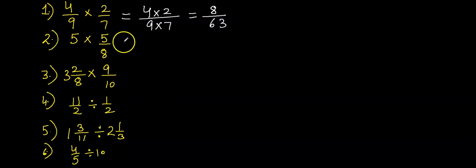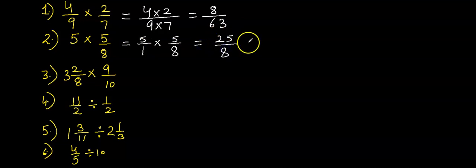Let's try the next one. Now in the next one, since we have this 5 as a whole number, we just put 1 as a denominator, as I've mentioned before. So 5 over 1 times 5 over 8 would be equal to 25 over 8, which is the same as 3 and 1/8 as a mixed fraction.